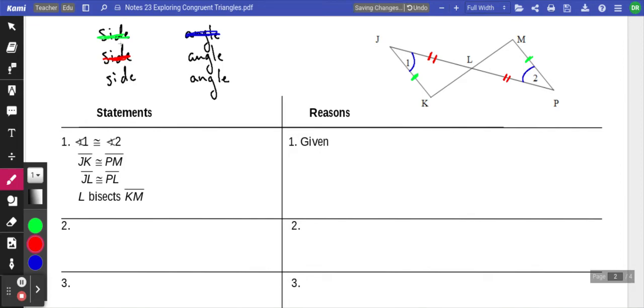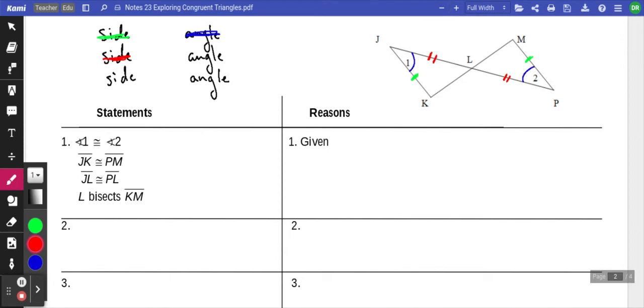What I'm showing over here is we will know that these two triangles are congruent when all three sides are marked as congruent and all three angles are marked as congruent. So far we're halfway there. We have two of the sides and one of the angles. Now we just need to show that another pair of sides is congruent and another pair of angles is congruent. So where do we go from here?